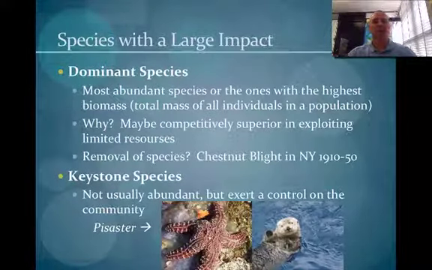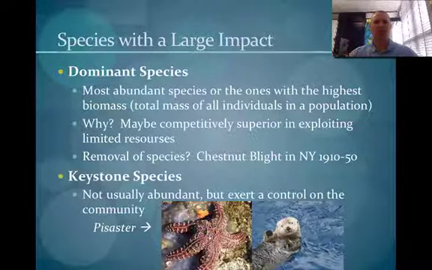Now, within an ecosystem, there are usually species that have a very large impact. First, there's the dominant species, and this will be the species that's the most abundant. It has the highest biomass. The biomass is, if you add up all of the organisms together, how much weight they have compared to the population. They're usually the dominant species because they are competitively superior to other animals, and they're able to get the limited resources that other animals are not.